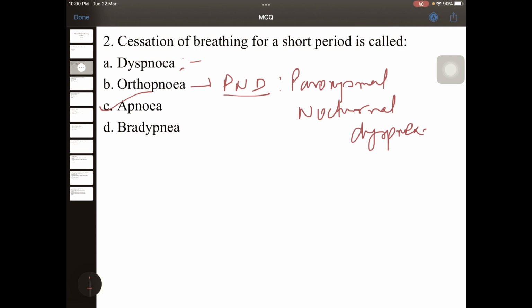In this case, the person has shortness of breath, like when the patient sleeps, after 1 or 2 hours of sleep, he used to have this shortness of breath, and that is called PND, or paroxysmal nocturnal dyspnea. And what is bradypnea? Bradypnea is when the rate of respiration, the rate of taking breath, is less than normal.